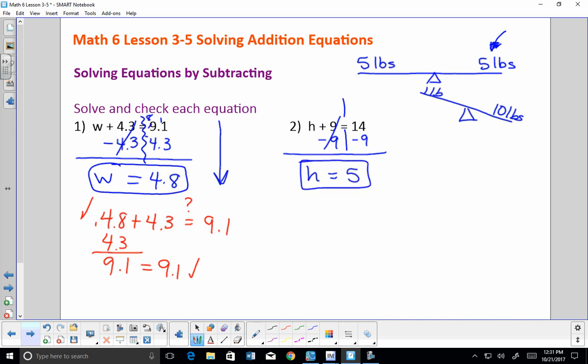And again, I will check this to see if I am right. It says 5 plus 9. Does that equal 14? 9 plus 5 does indeed equal 14. 14 equals 14, so this definitely checks.